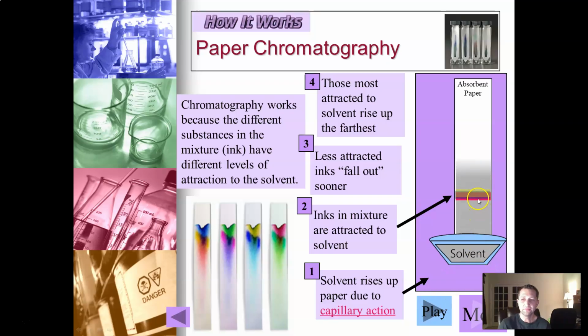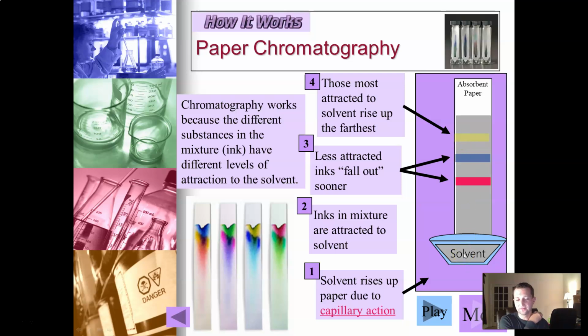Okay, solvent soaks up, and look at the dyes of your marker separate. Those colors most attracted to the solvent rise up the farthest. So if the solvent is water, it's very polar, right? So that means the polar dye will travel and be attracted to the water more, so it travels up the paper more. In this case, red didn't go as far. So there's still some attraction to that water solvent, not as much, okay?